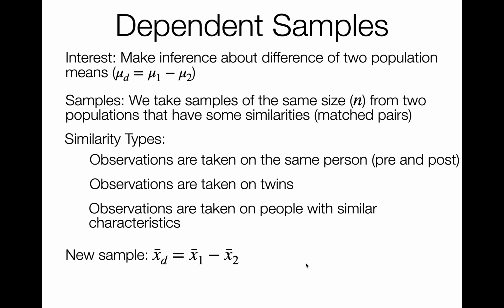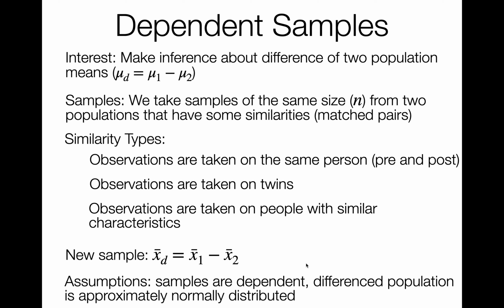And what you do in a dependent case is that you treat that as the one single sample. Instead of treating it as two different samples, you take the difference and you treat it as one sample because they're paired in some way. So essentially there's only one sample there.